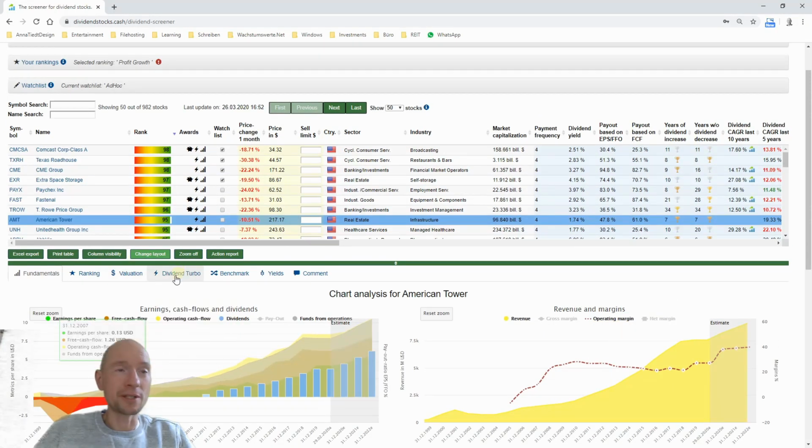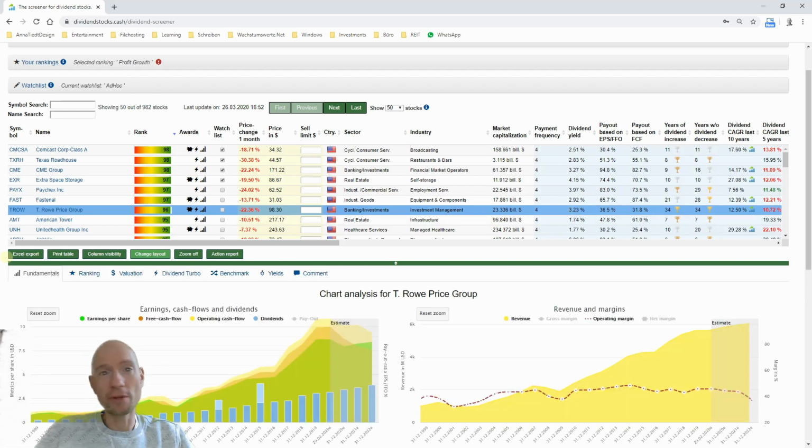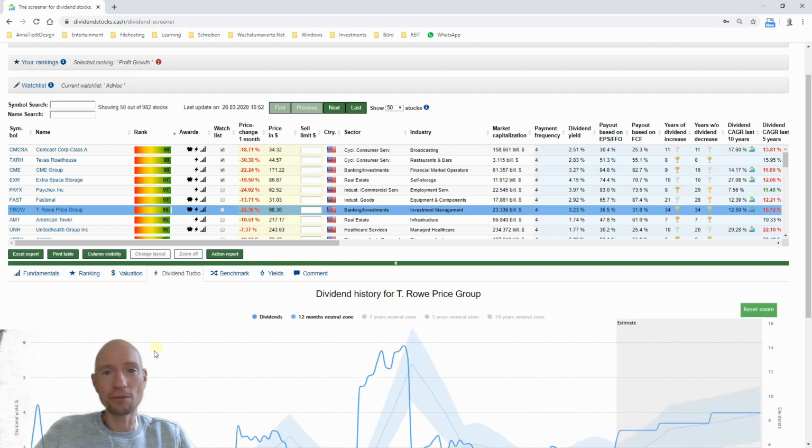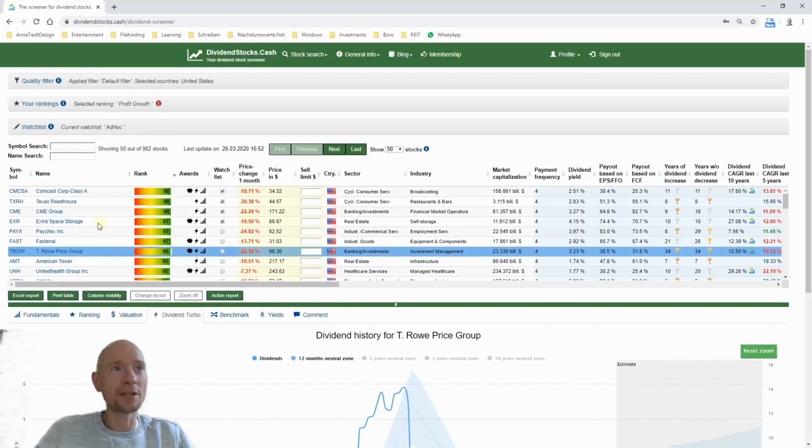Let's look for a more interesting dividend stock, for example, T. Rowe Price Group, because they have a dividend yield of more than 3%. And now I show you another thing, which is a dividend turbo. Now there are some special dividends. That's not that nice. Dividend Stocks Cash also shows you these special dividends separately.